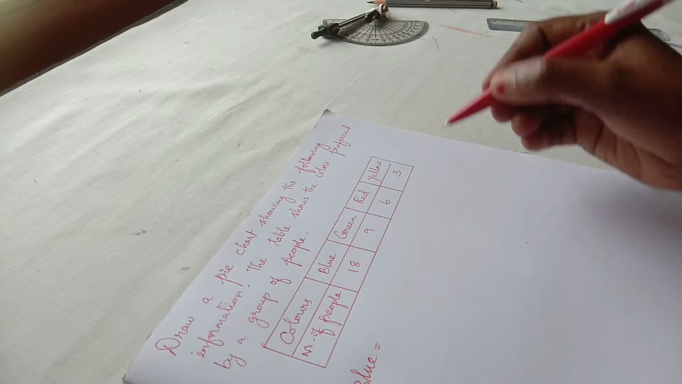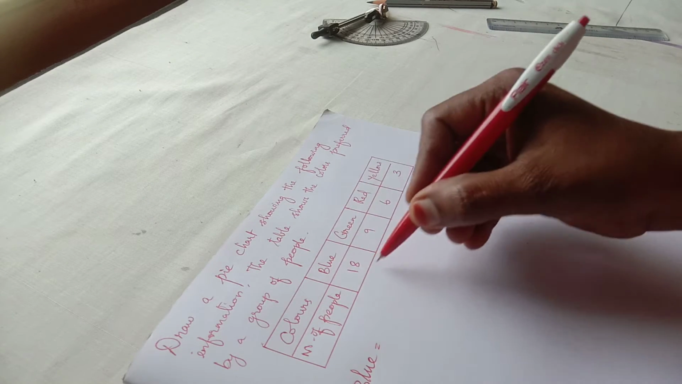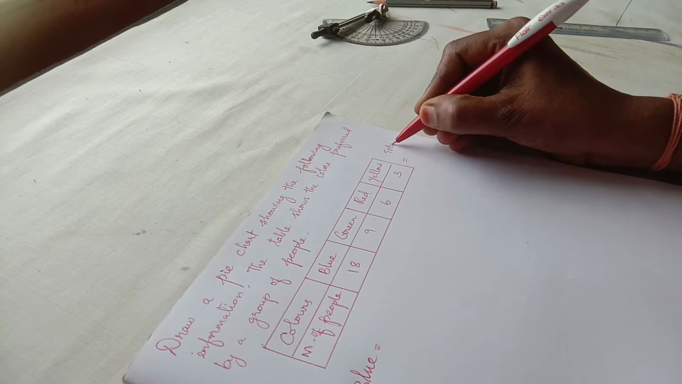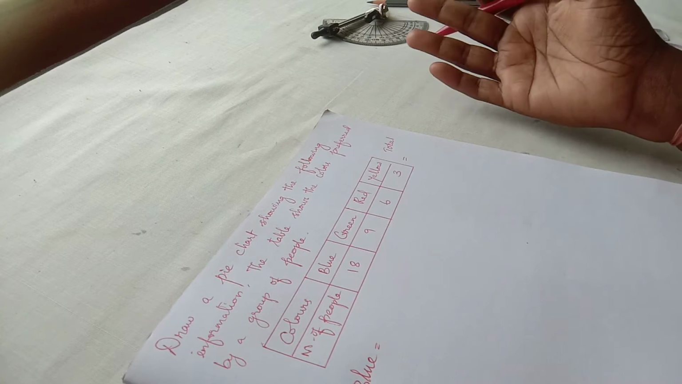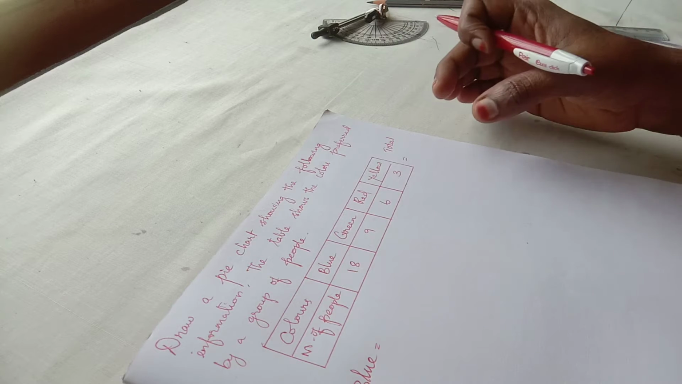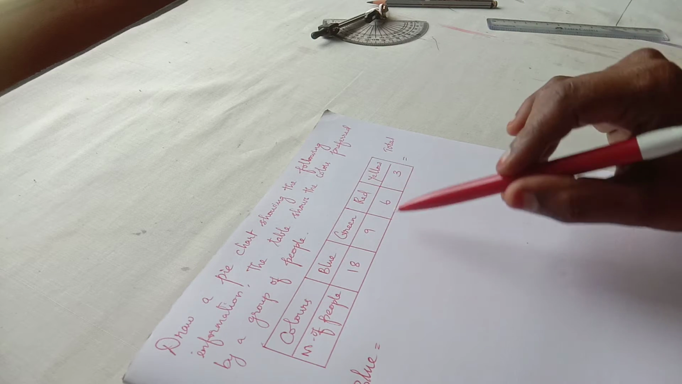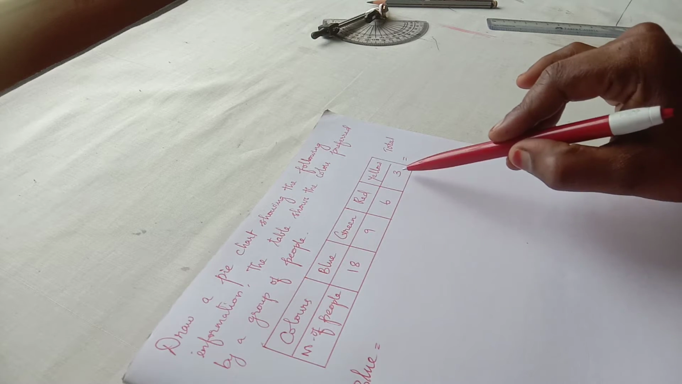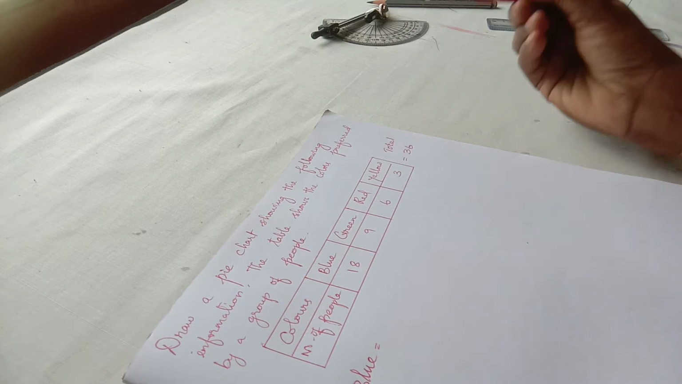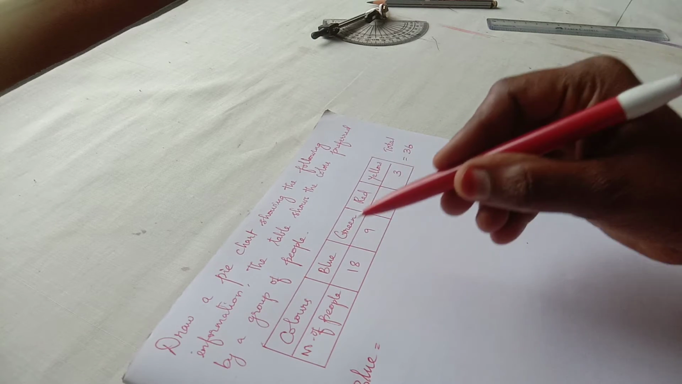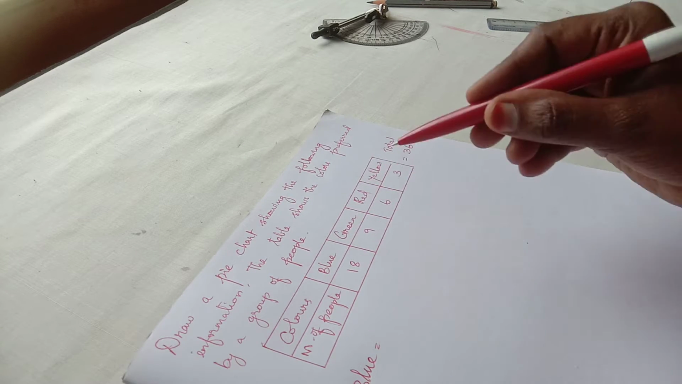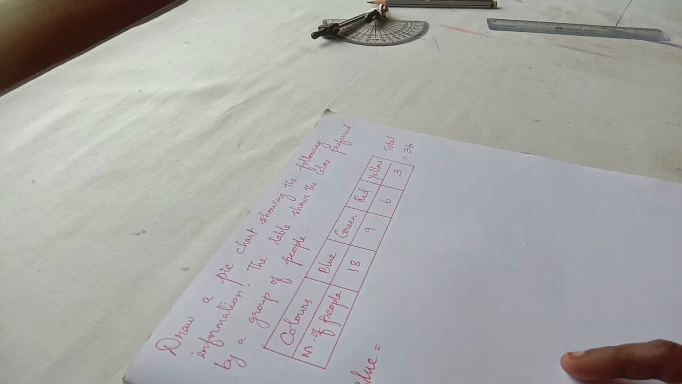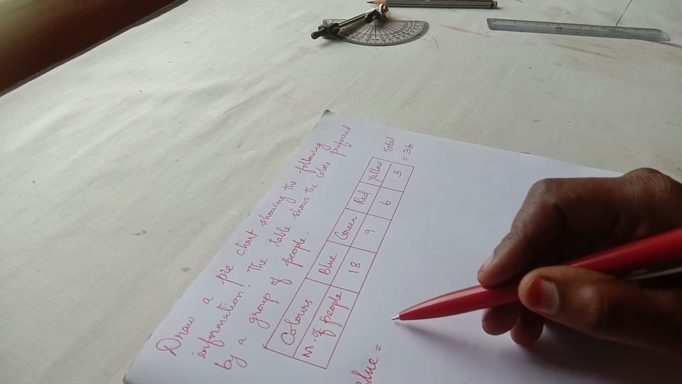For blue, first let's calculate the total number of people. What is the total number of people? In a given table, the total could also have been given, but in this we have to find the total number of people. That is, frequency 18 plus 9 is 27, plus 6 is 33, plus 3 is 36. Now for each color we are going to find the central angle. So first we have taken blue.